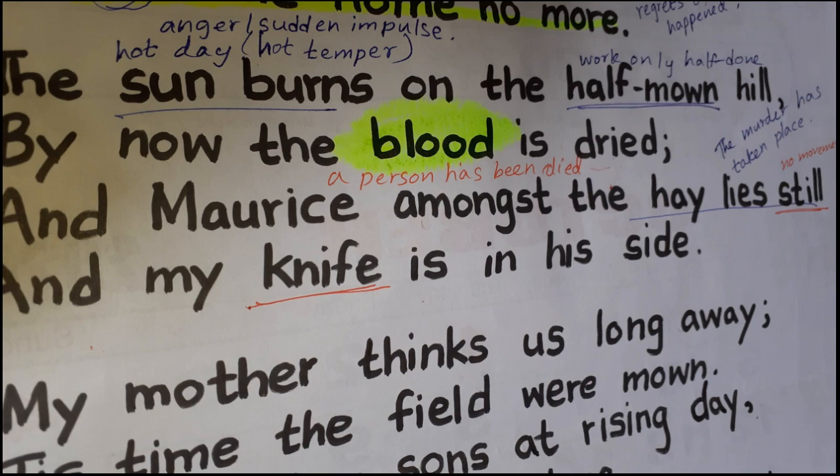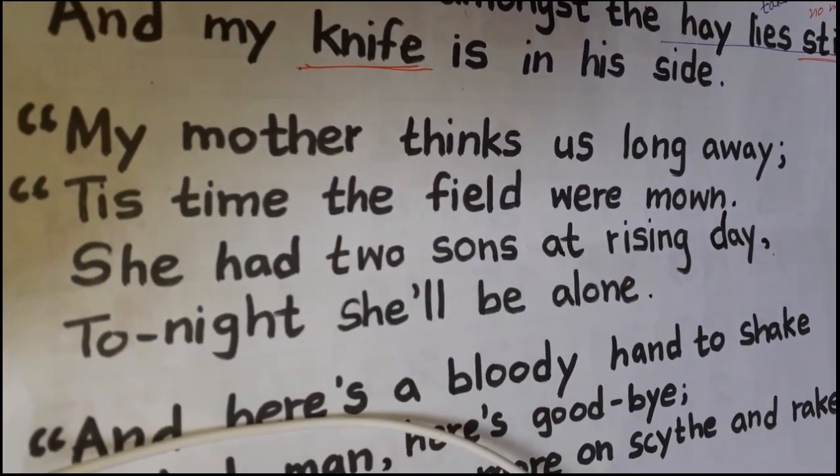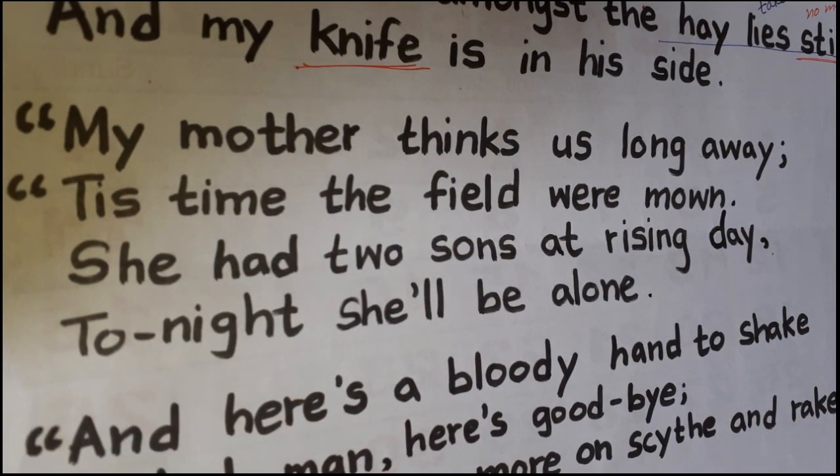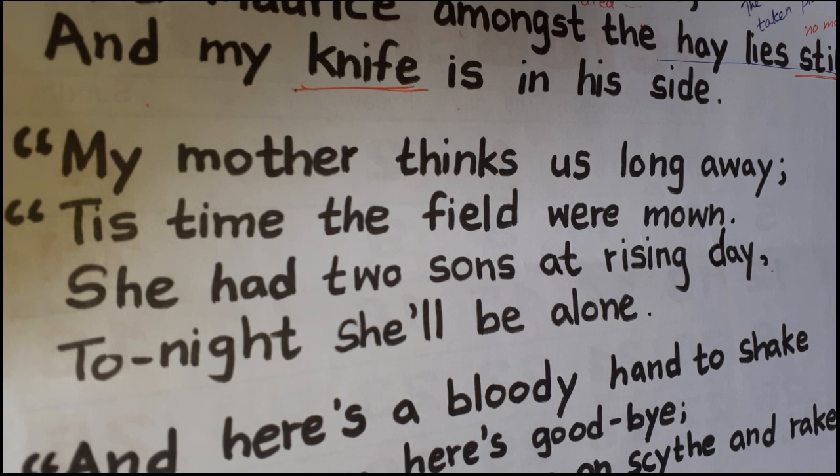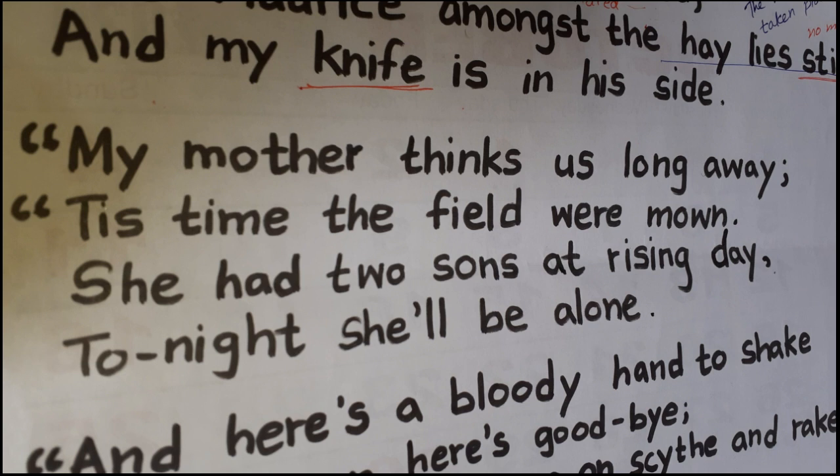Well, then we'll go for the third stanza. My mother thinks us long away, 'tis time the fields were mown. She had two sons at rising day, tonight she'll be alone.